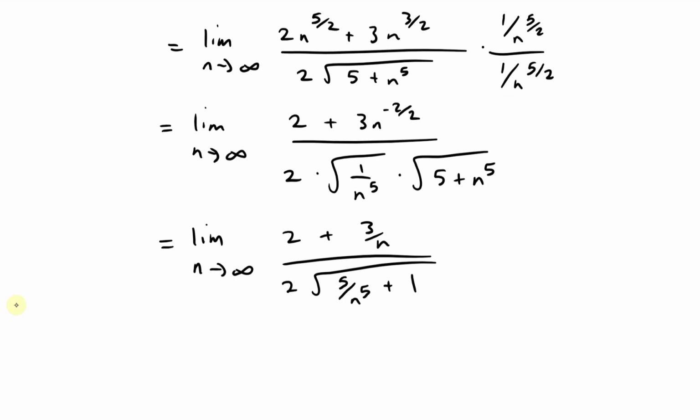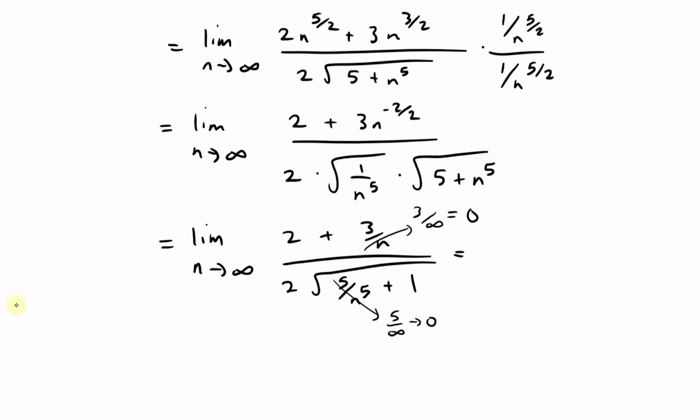So now as this goes to infinity, we have terms that we can actually know what's going on. This is approaching 3 over infinity. In other words, you're dividing by infinitely large numbers, so it approaches 0. This one here, 5 over n to the power of 5, is approaching 5 over infinity. So 5 divided by a large number is just approaching 0.